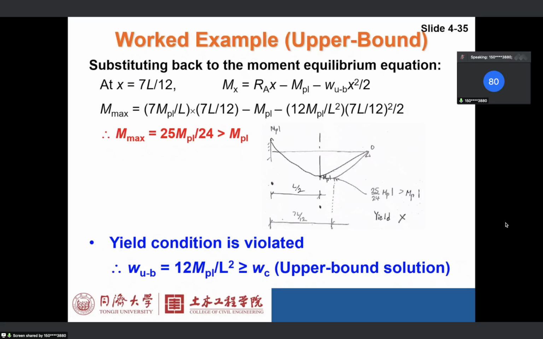Do you want to scale it down? If you scale everything down of this bending moment diagram, what's the scale factor that you want to do until the yield condition is satisfied? Yeah, it's 24 divided by 25. So this is the scale factor. Why somebody say 8? What is 8?